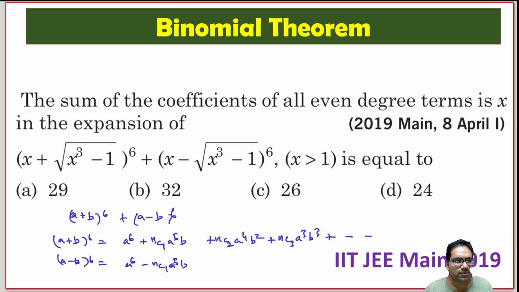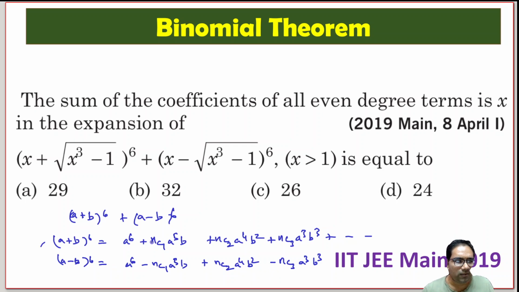Because it is (−b) to the power 1, it should become minus. Again plus 6C2 a^4 b^2, because it is (−b) squared, which is equal to plus b squared. So when it is 6C1, 6C3, 6C5, we'll get minus, because it is b to the power of some odd number. Similarly, minus 6C3 a^3 b^3, because of (−b) cubed. So any odd power of (−b) will give a negative coefficient.